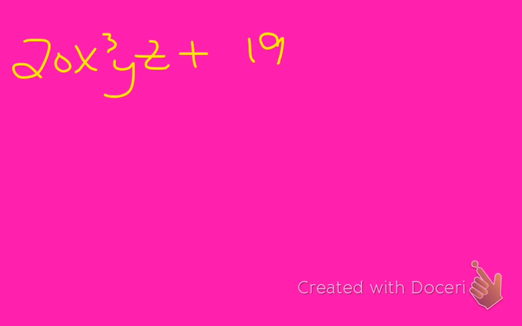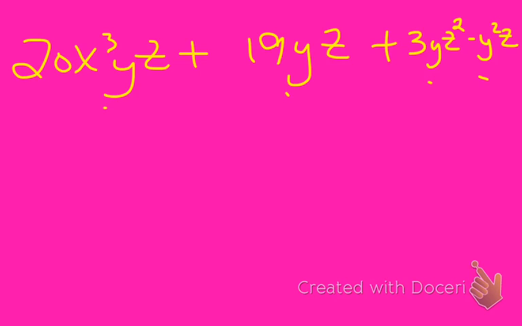Let's do another one. Let's do 20x³yz plus 19xyz plus, I'm running out of room, 3yz². I'm being really messy. I should be a better example. y²z. Okay. Monomial, binomial, trinomial, or polynomial? Trinomial. How do you decide that? No. Polynomial. How do you decide that? Because there's 1, 2, 3, 4. Very good. It's more than 3, so it's just a polynomial.